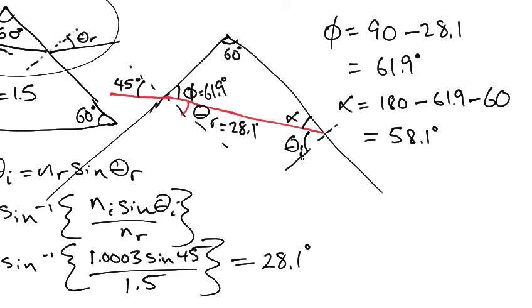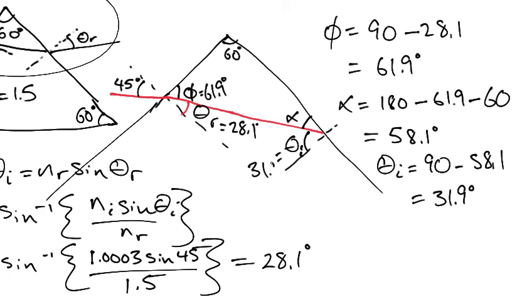Now, once we have alpha, it's only one last step to get our new theta I going out of the prism back into the air, and that is that our new theta I is going to be the complement of 58.1, and that's going to give us 31.9. So now we know that this angle is 31.9. Therefore, what's the angle where it comes out? What's this angle here? That's the final answer that we're looking for.